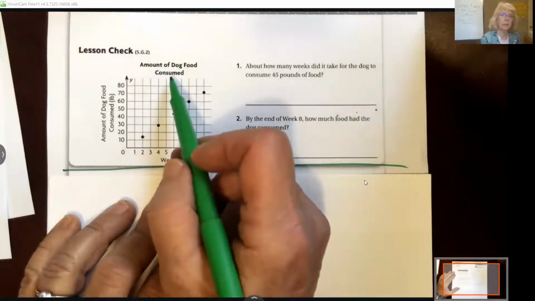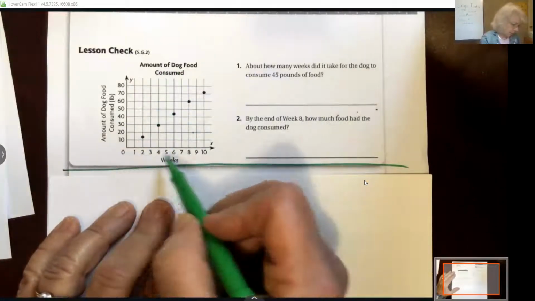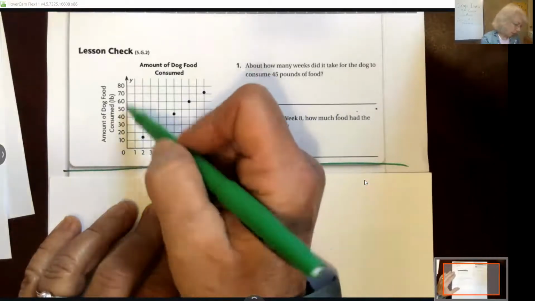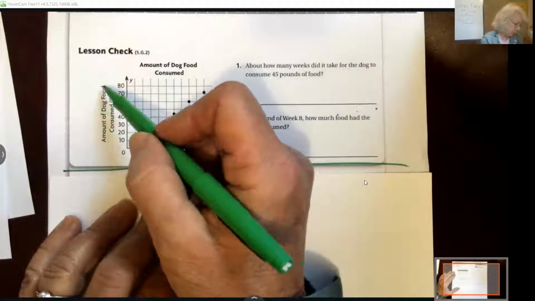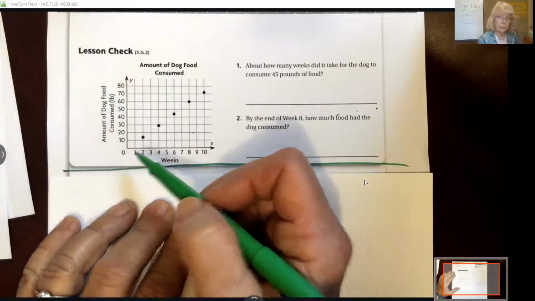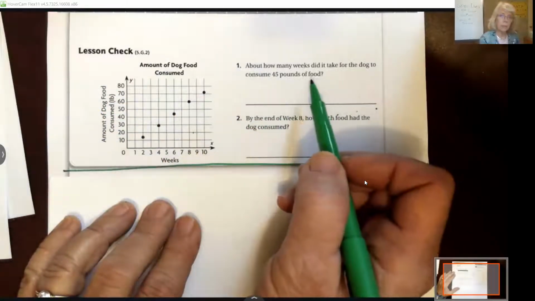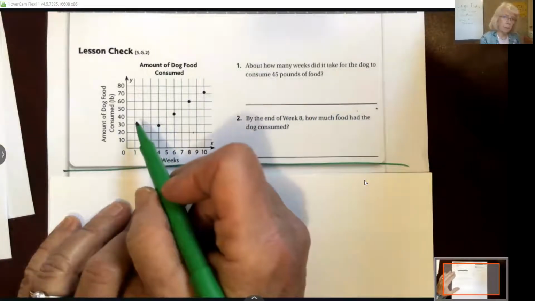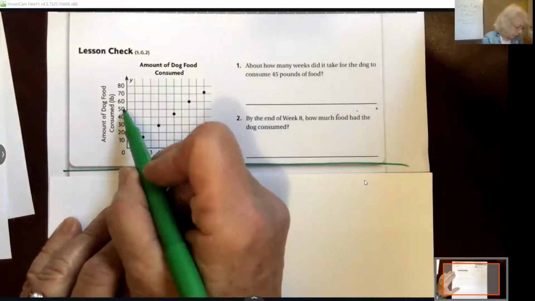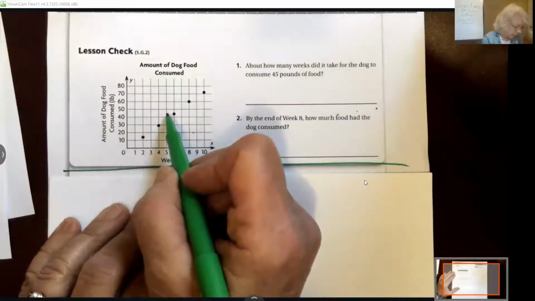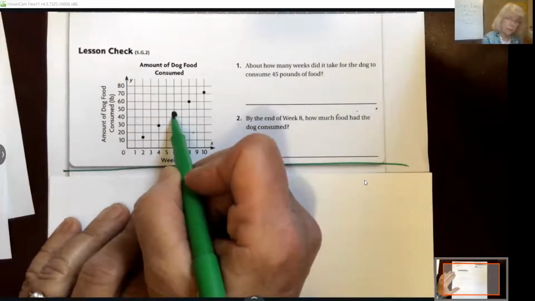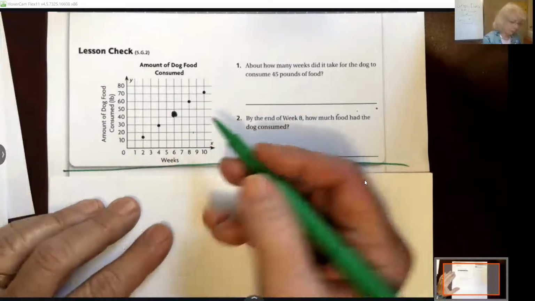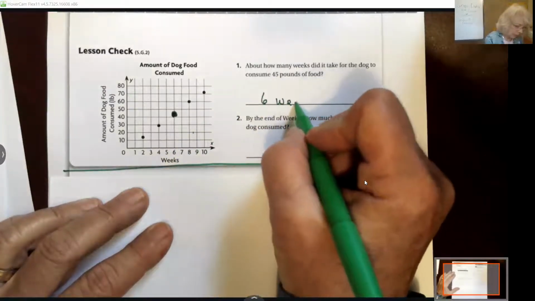We have amount of dog food consumed on our x-axis, it's telling us how many weeks have gone by. And on our y-axis, it's telling us the amount of dog food consumed in pounds. So that's going to really help us. So we're looking for how many weeks did it take the dog to consume 45 pounds? We have to find 45. So let's go to 40 and 50, go right in between and see where is our dot. It's right here. So let's go down from that and see how many weeks that was. 6 weeks. And it's as simple as that. That's our answer, 6 weeks.